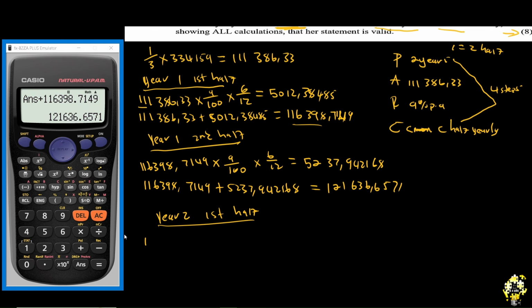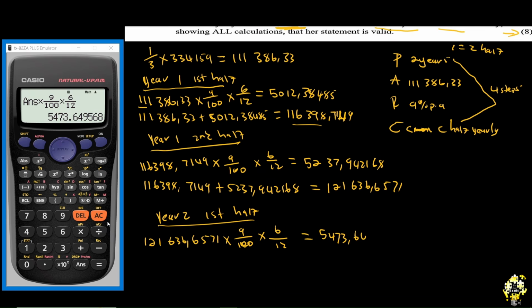We have the principal, which we ended with for the previous half, which is 121,636.6571. What do we do to it? Multiply it by the interest rate, 9/100, and then we multiply it by 6/12. What do we get? Since it's already here, let's just say 9/100, and also 6/12. So we are going to get 5,473.649568. Are we done? No, that was interest.